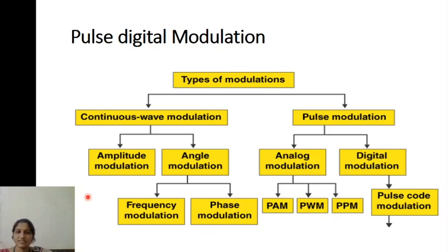Now I am going to discuss pulse modulation. This pulse modulation is divided into analog modulation and digital modulation. Under analog modulation, there is PAM, PWM, PPM. PAM stands for pulse amplitude modulation, then pulse width modulation, pulse position modulation. And this is PCM, pulse code modulation. So let us discuss one by one now.